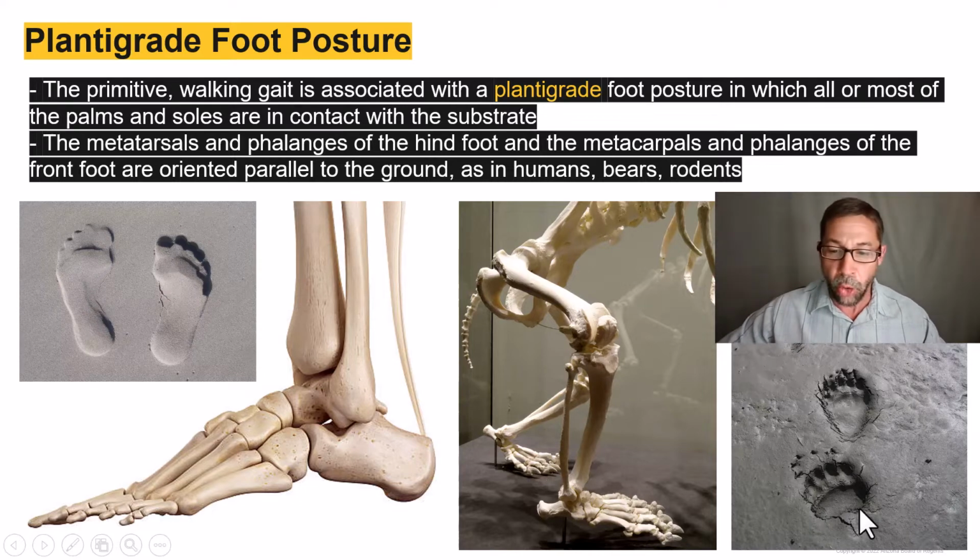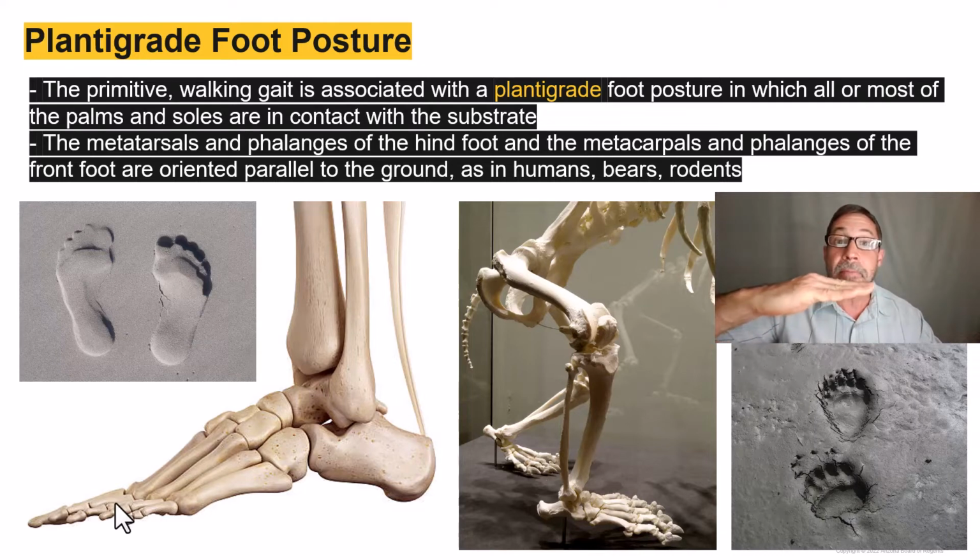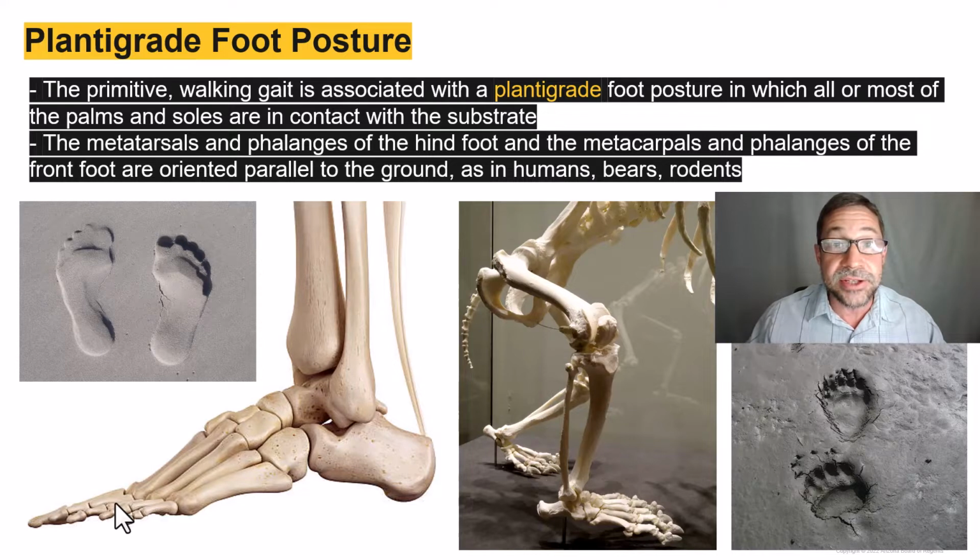So that's the palm. In plantigrade foot posture, these metatarsals, as well as the phalanges, the toes of the hind foot, and then the metacarpals and the fingers, the phalanges of the front foot, they're oriented parallel to the ground. So examples of plantigrade species obviously include humans, bears, as well as rodents, skunks, raccoons, and hyraxes.